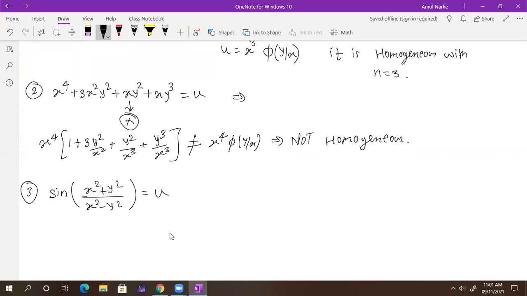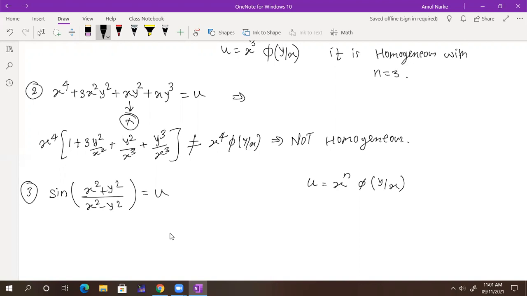Okay, let's discuss with the definition. What does the definition say? Take something common. So what you need to write down is u is nothing but some x to the power n into some function of y divided by x. That is our ultimate target. Yes or no? Yes, sir. So how can we find this function? By taking common from numerator and denominator.